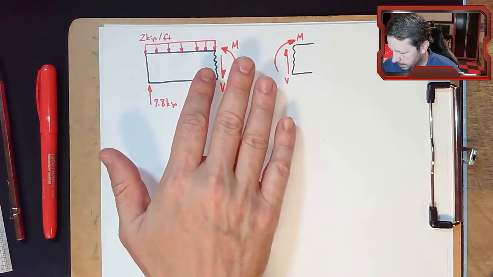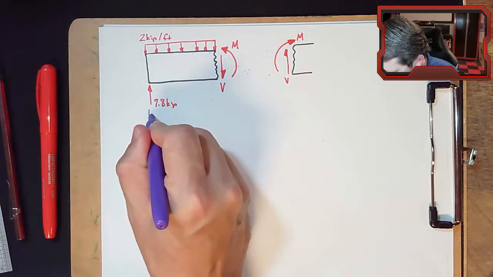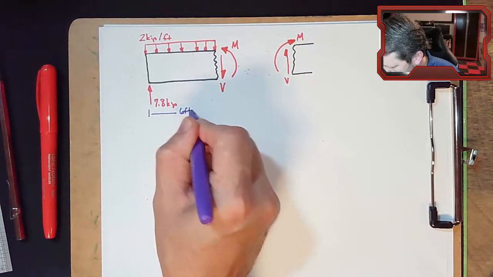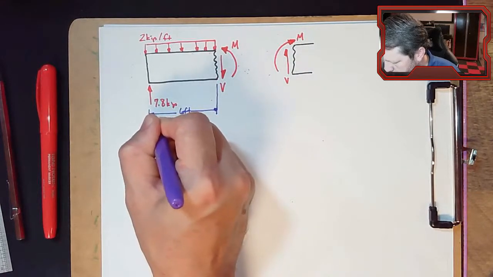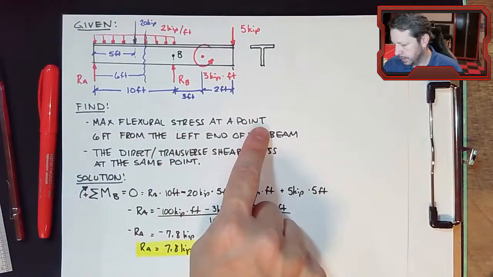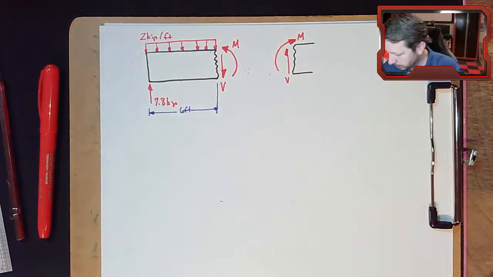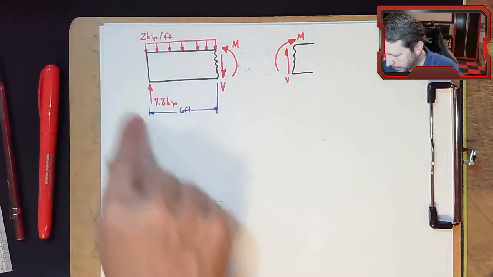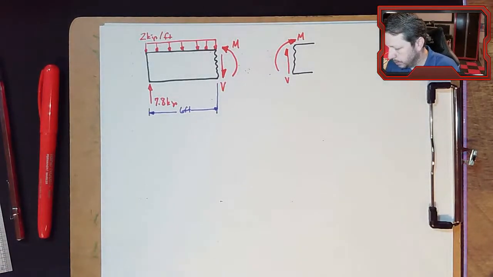And, well, we do know that we cut it at 6 feet, because that was our problem statement. Our problem statement said find the maximum flexural stress at a point 6 feet from the left end. So that's why we cut it at 6 feet. Now I can go here and I can write my two equilibrium equations.